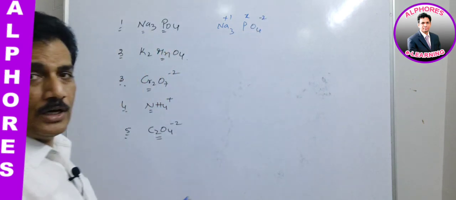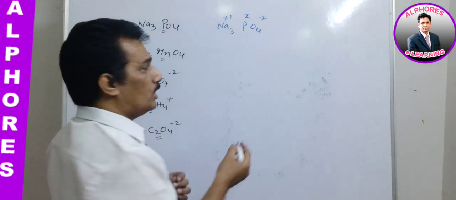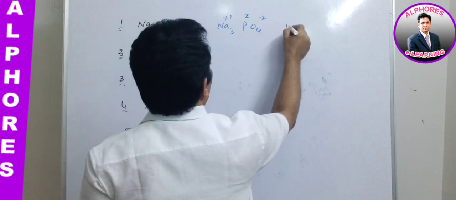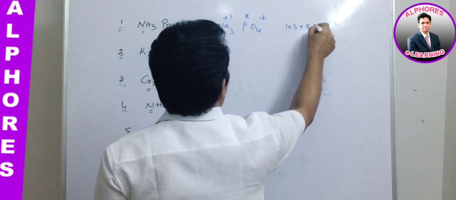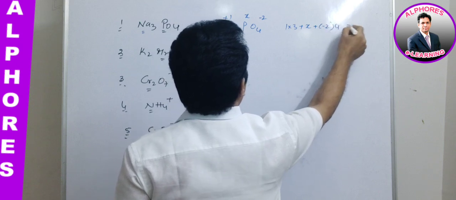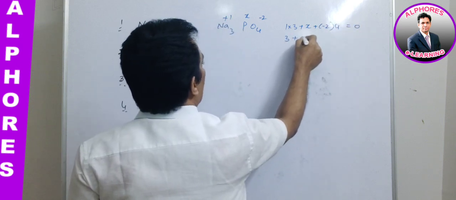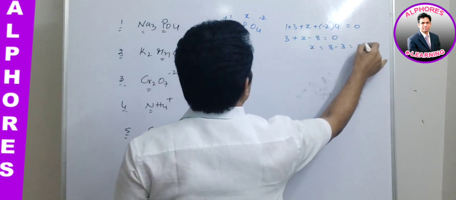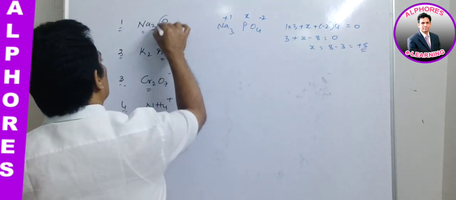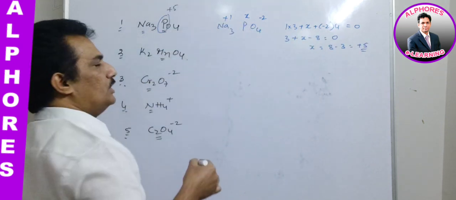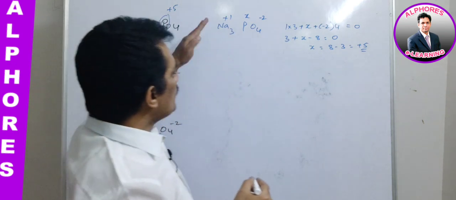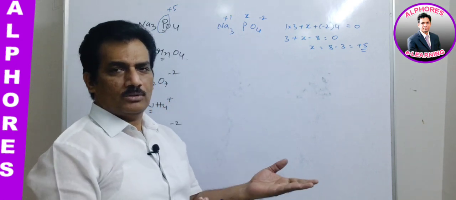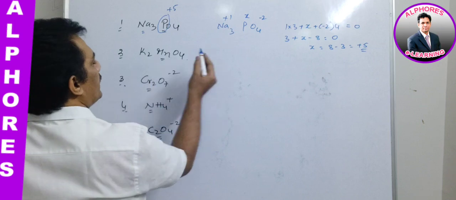As per the rule for polyatomic neutral molecules, the sum of oxidation states of all the atoms is equal to 0. Thereby 1 into 3 plus X plus -2 into 4 is equal to 0. That is 3 plus X minus 8 is equal to 0, and X is equal to 8 minus 3, that is +5. That is the oxidation state of phosphorus. We are just applying the rule for neutral molecules.